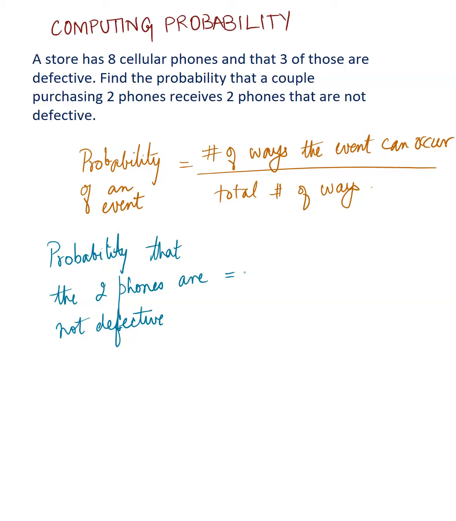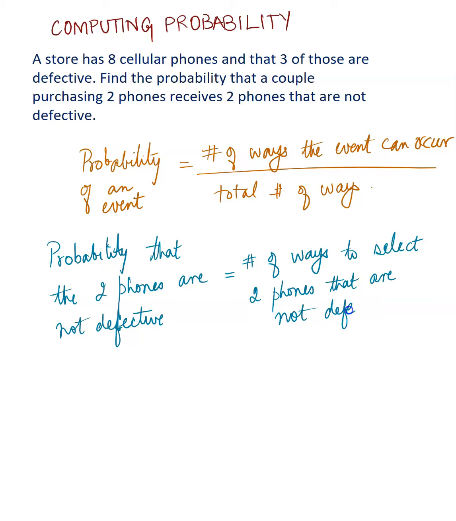So what's the probability that the 2 phones are not defective? That means we have to find the number of ways to select 2 phones that are not defective, because that is what we desire, right? So how many ways can we select 2 phones that are not defective, divided by the total number of ways to select 2 phones.